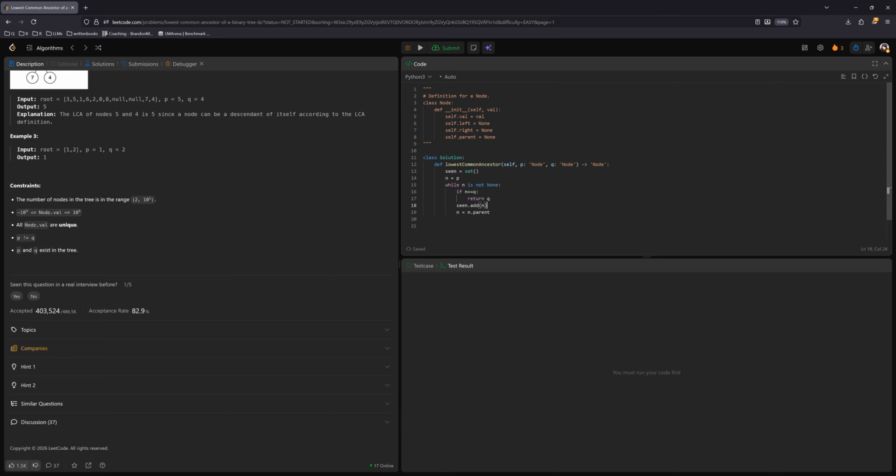Okay, and then we're going to scene.add(n), and we are going to have n equals q.